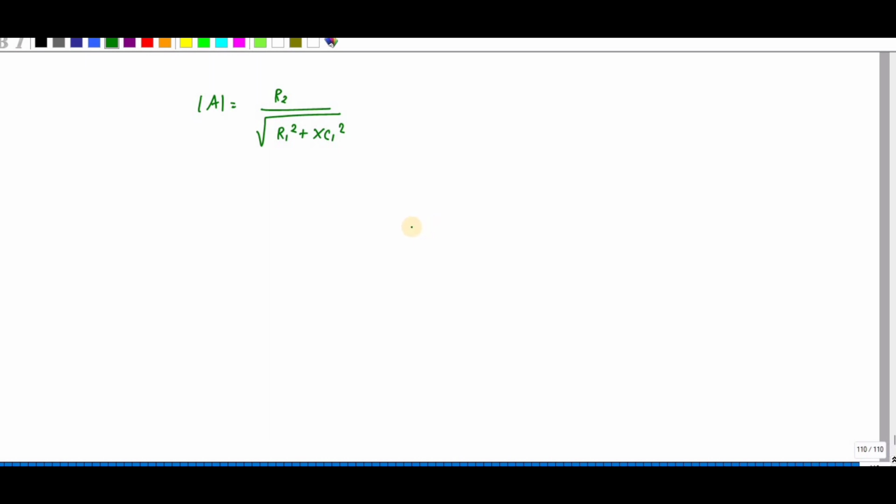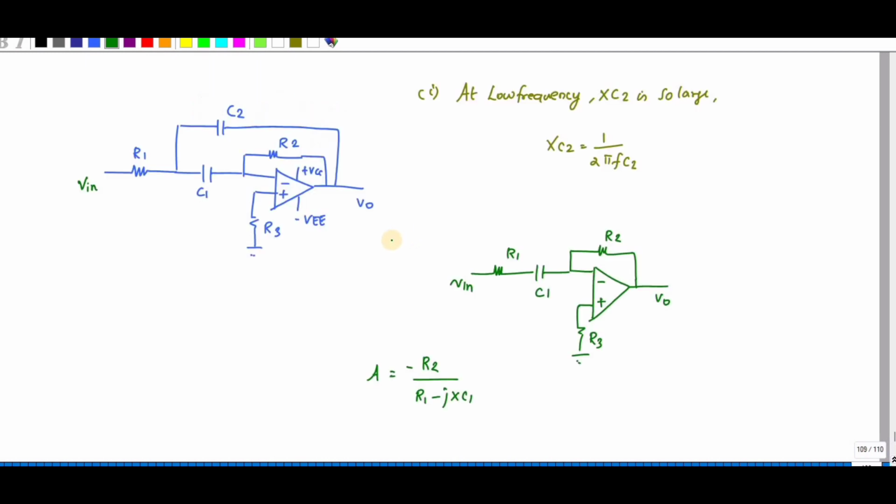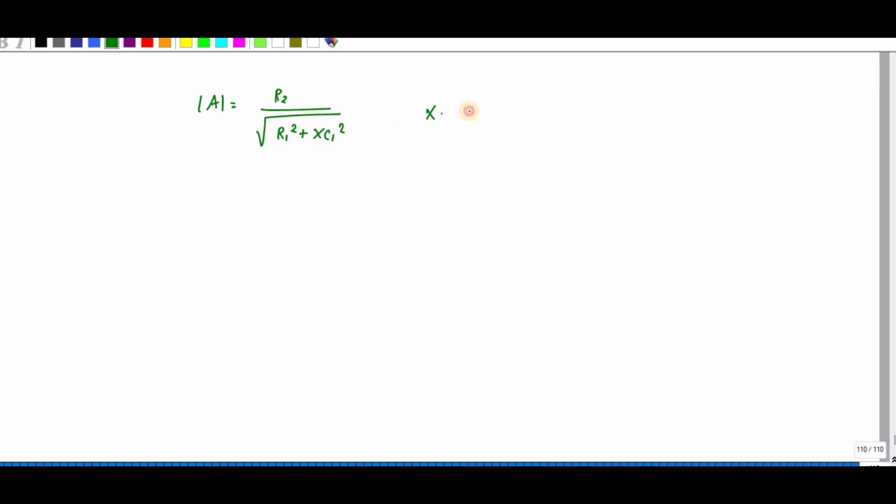Since we need to obtain the same gain for the low pass and high pass filter, right? So at low frequency, this will act as a high pass filter. Okay, it will act as a high pass filter. So here the XC value is less than that of R1. Okay, so if that is the case, it becomes R2 divided by R1. Okay, A is nothing but a voltage gain.